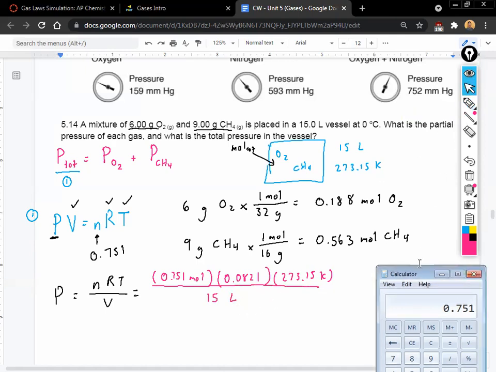Okay, so we're going to just solve this out. We got 0.751 times 0.0821 times 273.15. And then we're going to divide that by 15. And that is going to give us a total pressure. The pressure of the entire container is going to be 1.123 atmospheres. So this is the total pressure.